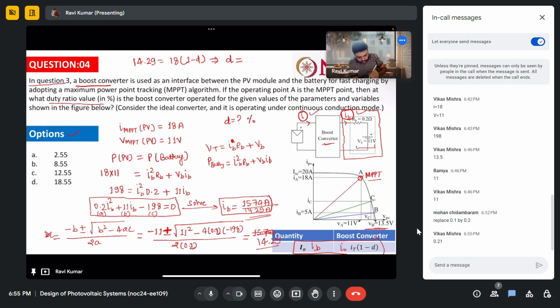Yes, I actually calculated with 0.1 only, so it is 21.5, around 21. So it will be 21 percent. And if we take this 0.2 as 0.1, I calculated using 0.1 only, so you will get around 12. So first you need to calculate the current at both sides, then from this relation you can get D and convert it into a percentage. This is the only concept which is applicable here.